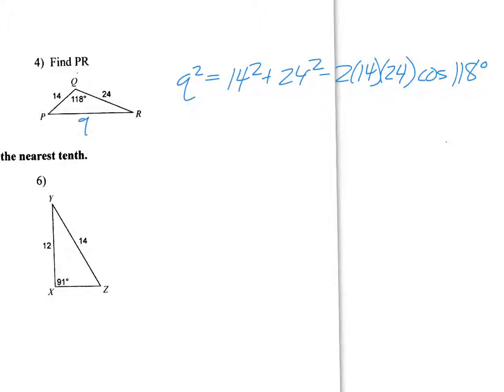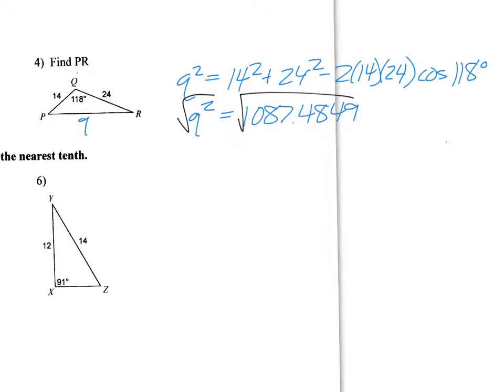The good thing is, since all of this stuff, my variables on the left-hand side, is together, I can type all that in at one time on the calculator. So I type 14 squared plus 24 squared minus 2 parenthesis 14 parenthesis 24 cosine 118 and press enter. So now I end up with q squared equals 1087.4849, 4 decimal places. Now I take the square root of both sides.